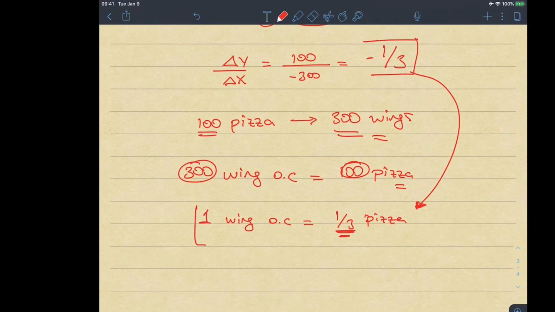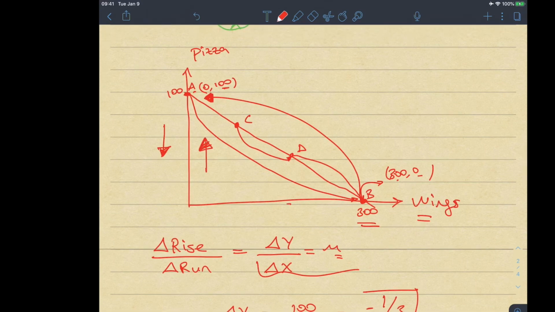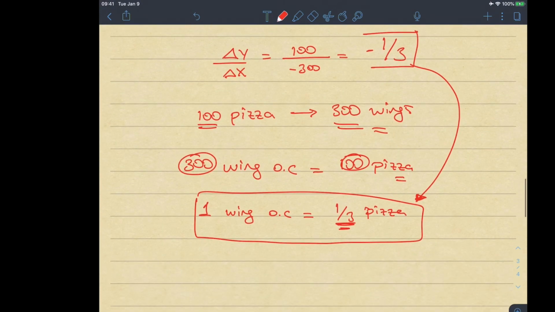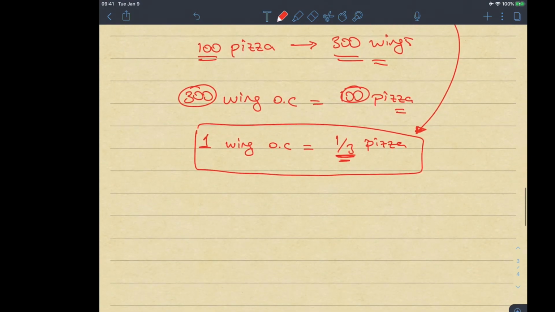Now we calculated the opportunity cost of producing 1 more wing, but now I want to calculate the opportunity cost of producing 1 more pizza. In this case, I want to move from point B to point A, because since I want to talk about the opportunity cost of producing more pizza, I have to produce more pizza and less wings. And the value that I'm going to find will be in terms of wings. So I know that if I move from point B to A, I will produce 300 wings. I will produce 100.